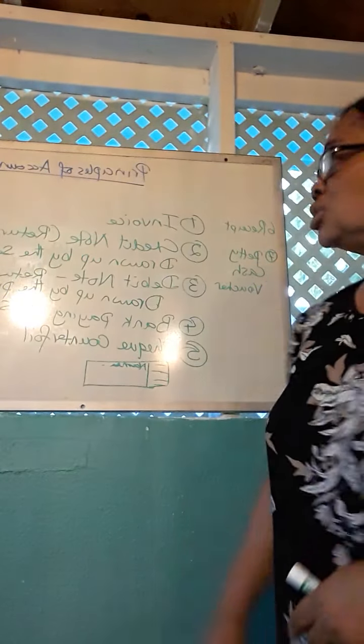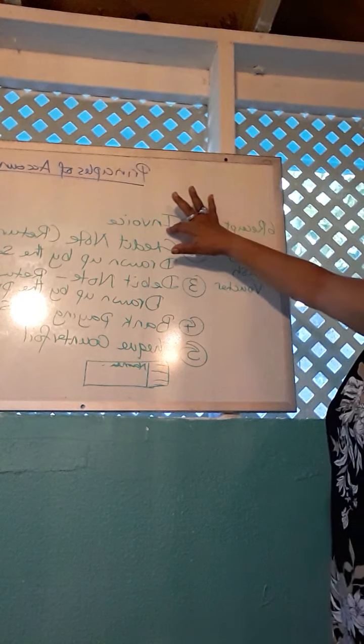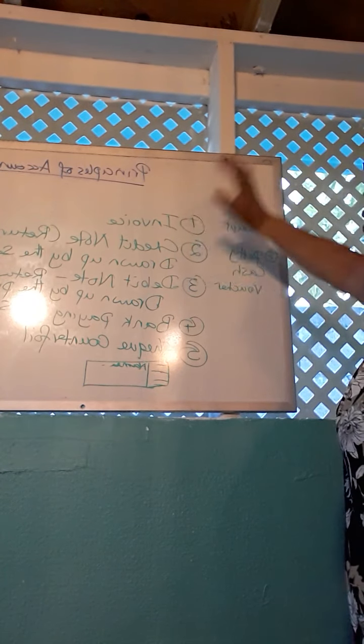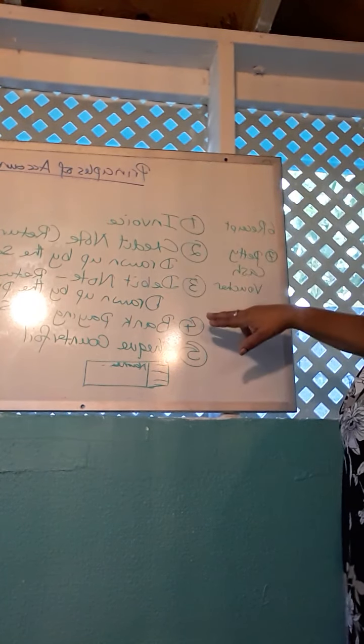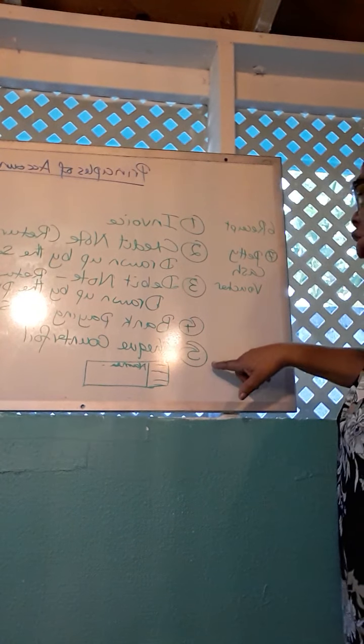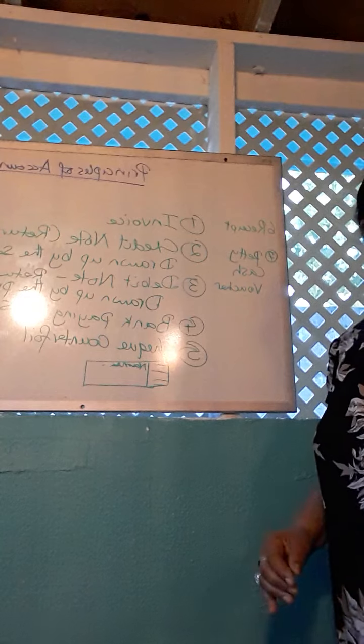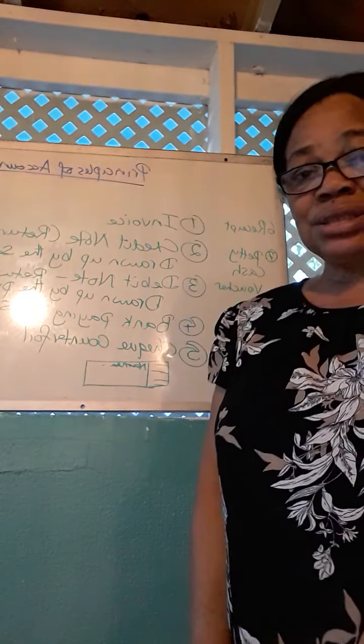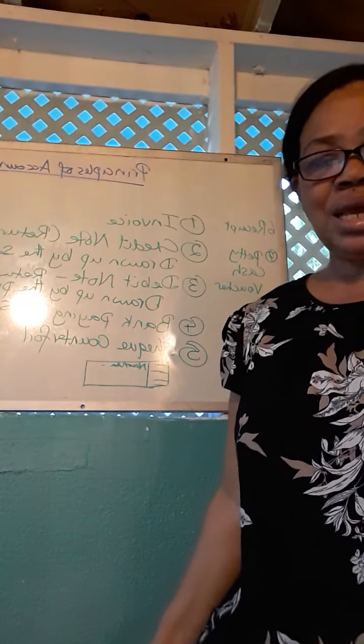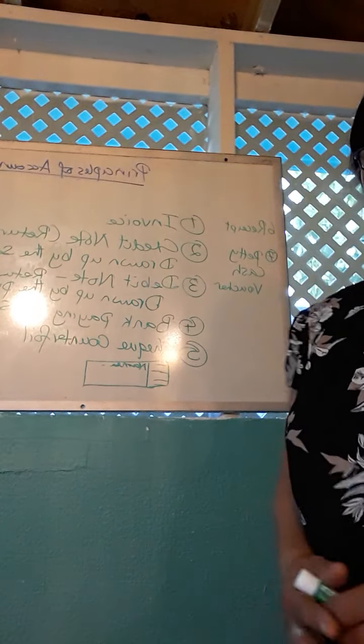This is to record these little transactions. So quickly, let's review. We have the invoice, the credit note, the debit note, the bank pay-in slip, check counterfoil, receipt, and petty cash voucher, and these are documents that we will use daily in our accounting process.